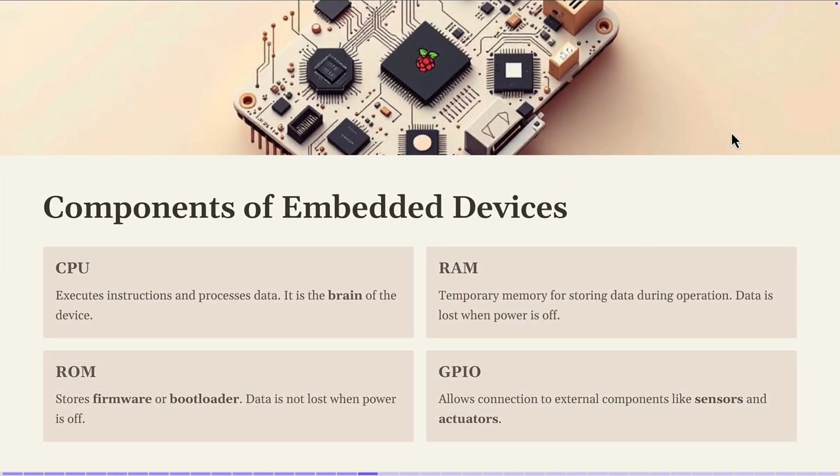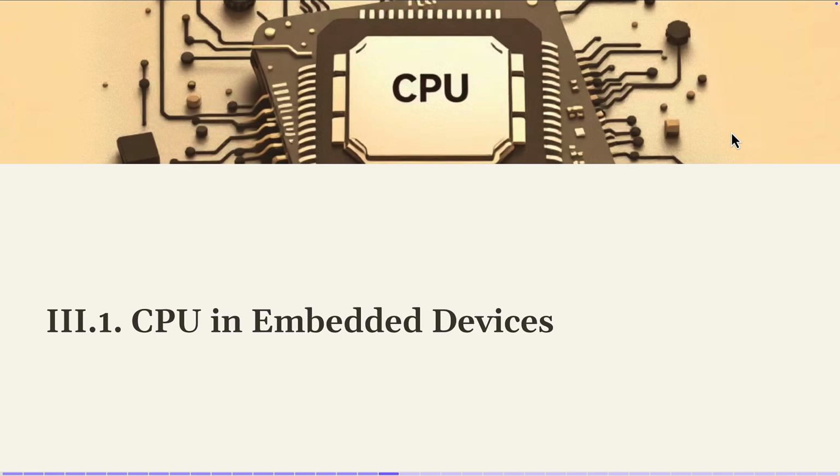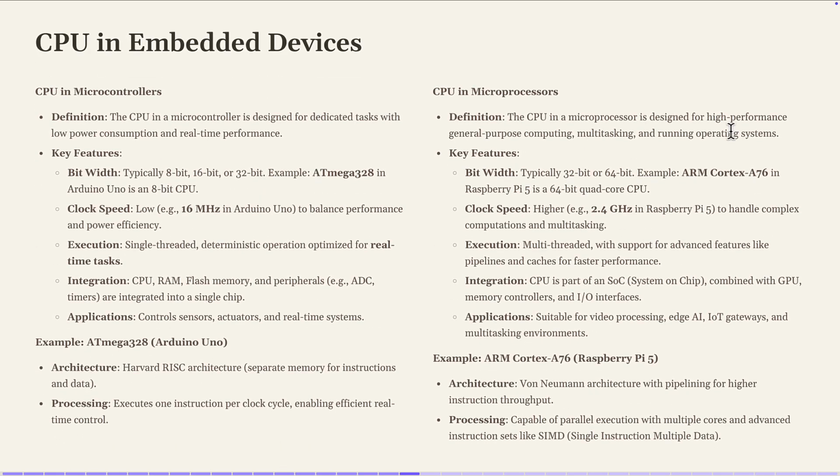So now, in the remaining part of the lecture, I will talk about three main components of embedded devices, which are the CPU, the RAM, and the ROM, and the difference between them. So CPUs are a core component in embedded devices. We can find them both in microcontrollers and microprocessors. And the CPU in a microcontroller is designed for dedicated tasks with low power consumption and real-time performance, as already discussed. But here it's designed for more high-performance general-purpose computing.